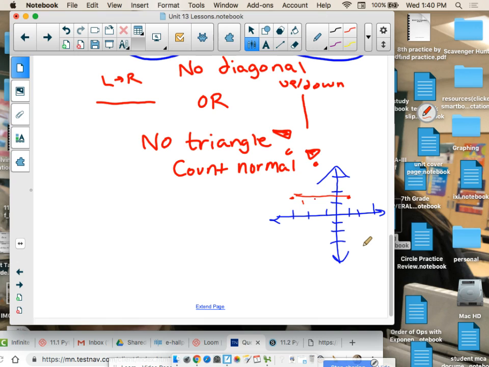So it would be 1, 2, 3, 4. Do you see how I'm counting? I'm counting the grid marks. It'll be easier when you actually have the real graph. So your distance here is 4. You just need to make sure to count 1, 2, 3, and 4. You just need to count as normal. So if it's up and down or left to right, you just count normal, okay?